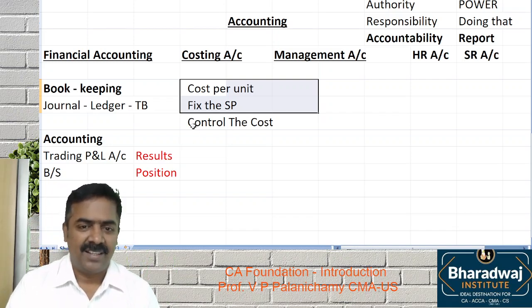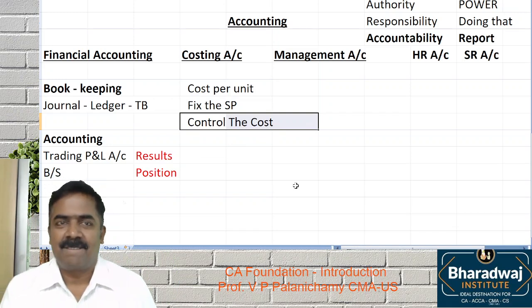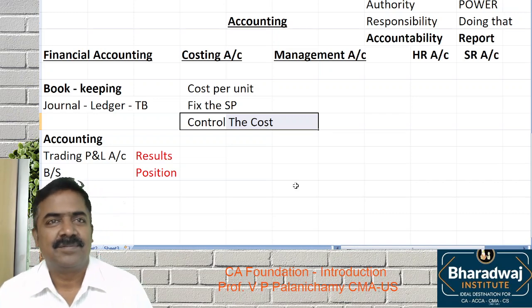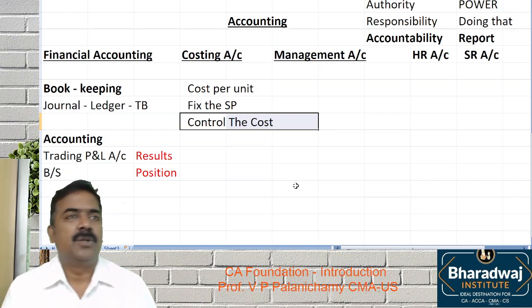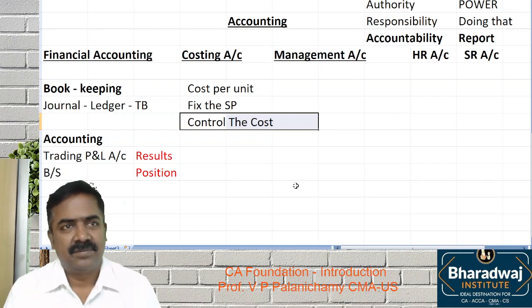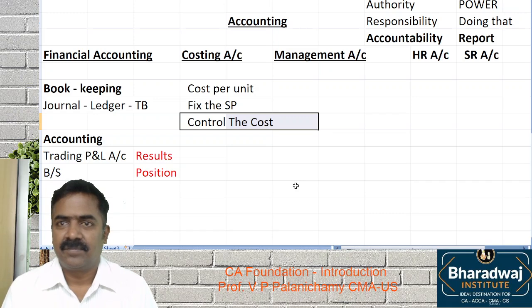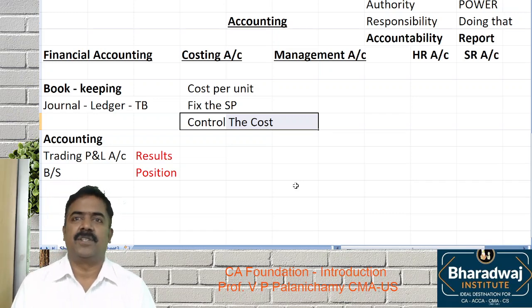And cost accountants also control the cost. How do they control the cost? How can a hospital control cost? Simple. To build an operation theater, how much will it cost you? A facility like the Apollo Hospital operation theatre. How much will it cost you per operation theatre?